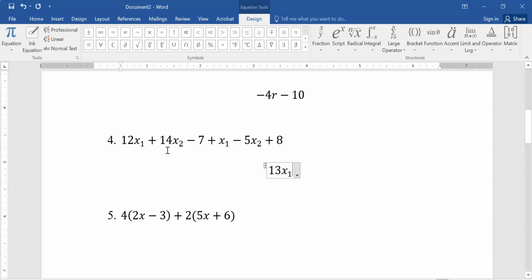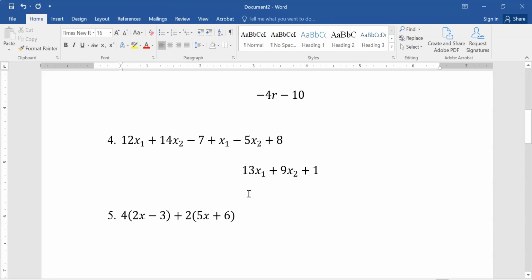How about x2s? We have 14 x2s minus 5 x2s. That gives me a total of 9 x2s. And then obviously we have a minus 7 and a plus 8. That leaves you with a plus 1. So your final answer would be 13x1 plus 9 times x2 plus 1.